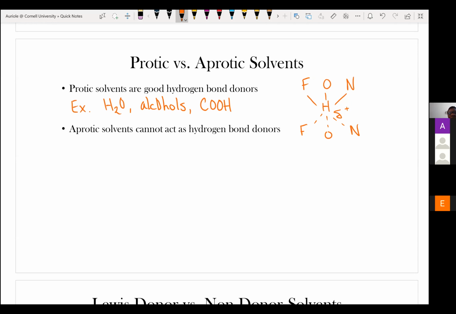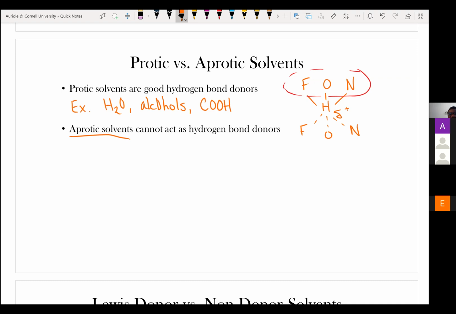Right, so that should just be a review of what you already know about hydrogen bond donating. And so the second part of protic versus aprotic solvents are going to be our aprotic solvents, right? These are solvents that don't have any hydrogen bond donors. So you might have hydrogens in your solvent molecule, but those hydrogens are not going to be connected to fluorine, oxygen, nitrogen, to these electronegative atoms. So we won't have any possible hydrogen bond donation. And so this is going to be important because protic solvents are able to stabilize anions.